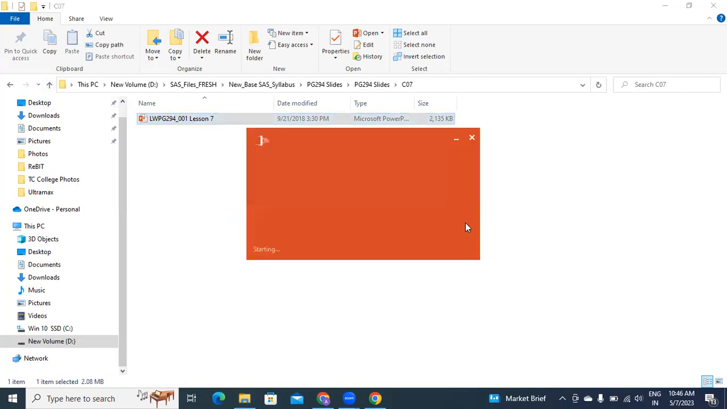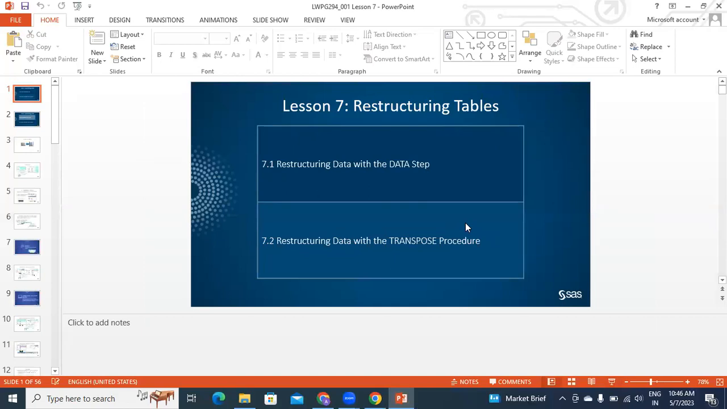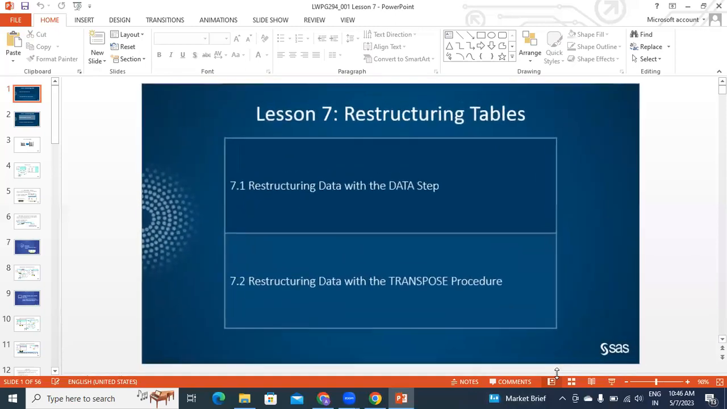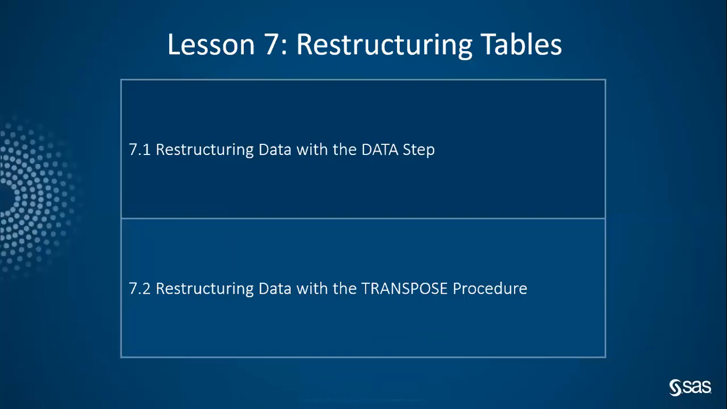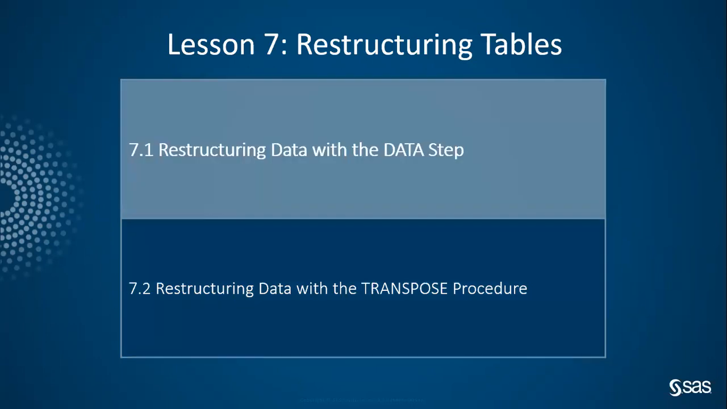So what do you mean by restructuring a data set? Restructuring is a concept where your column values become rows and your rows become columns. Now, why does this situation occur where we have to restructure a table, and why is there a need? That's what we'll understand in this chapter. There are two topics: restructuring data with a data step and restructuring data with a procedure called proc transpose. So there are two ways to restructure: either use a data step or directly use the procedure called proc transpose.